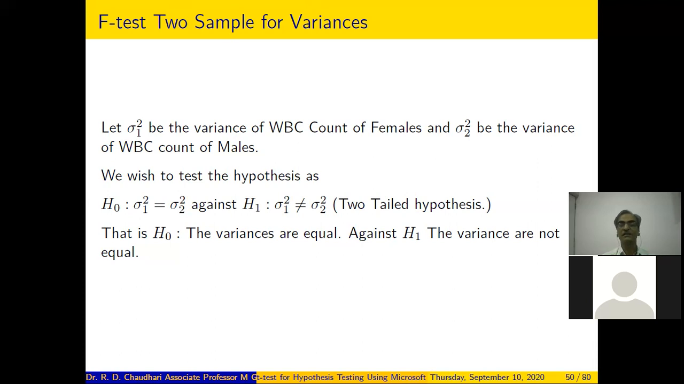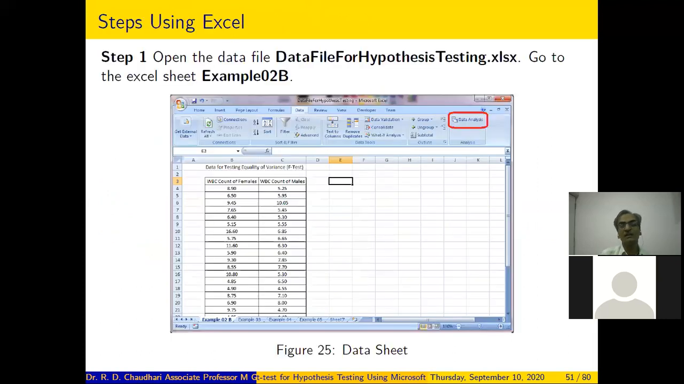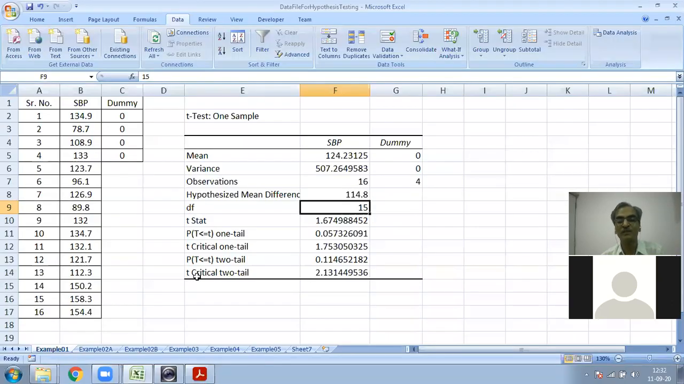That is, the null hypothesis is the variances are equal against the alternative that the variances are not equal. Now again, to apply this particular test, we have to open a data file. I will show you how to perform this so that you will get the idea.